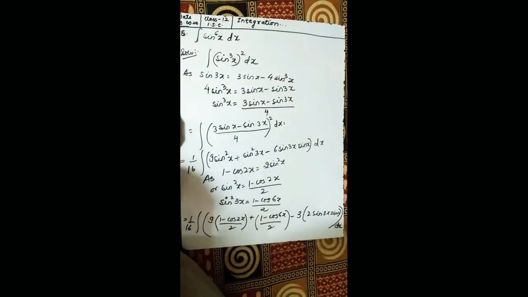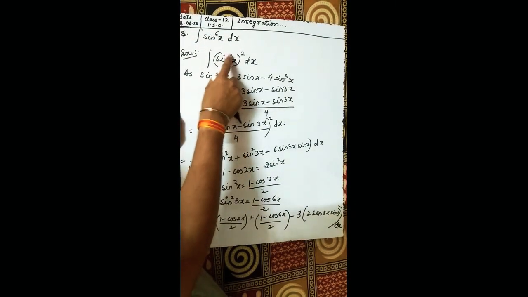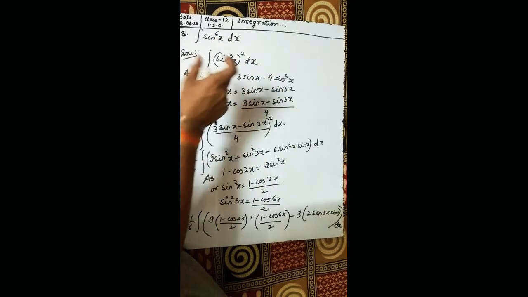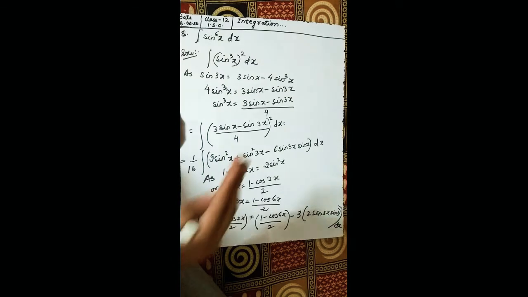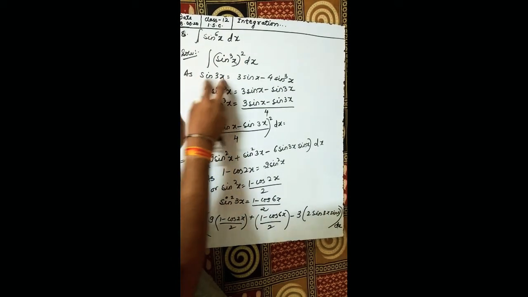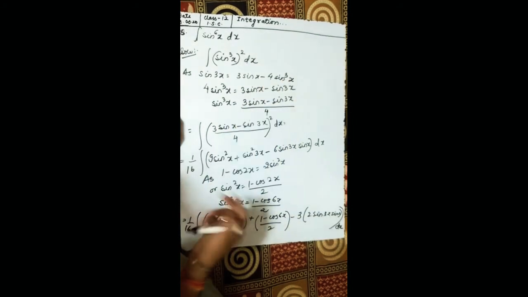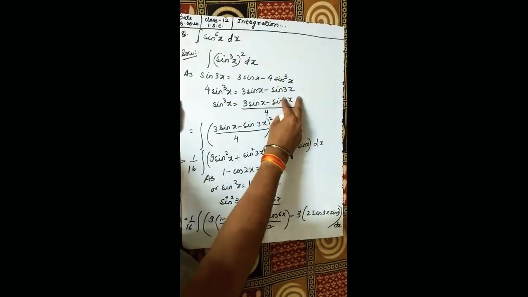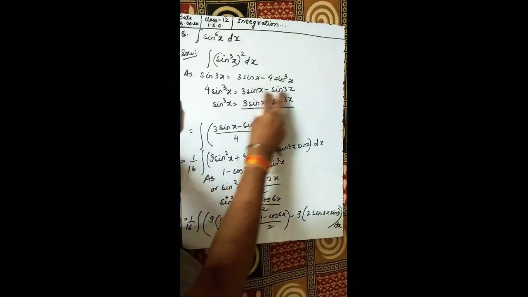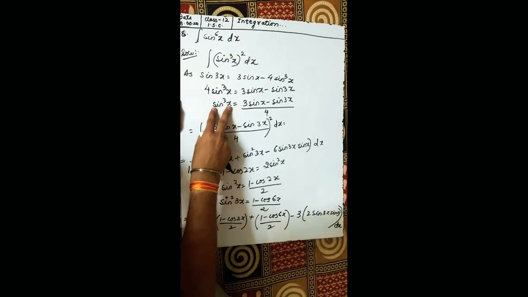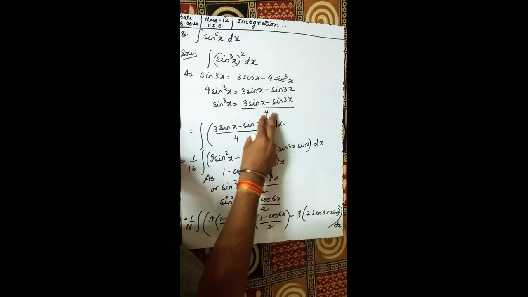This is the 6th power. We are writing it as sin cube x the whole square, because 3 twos are 6, and we are going to use one identity of sine 3x. What is sine 3x? Sine 3x is 3 sin x minus 4 sine cube x. Taking 4 sine cube x on one side and sine 3x on the other side, 4 sine cube x is 3 sin x minus sine 3x. Take 4 in the denominator, so sine cube x will be 3 sin x minus sine 3x upon 4.